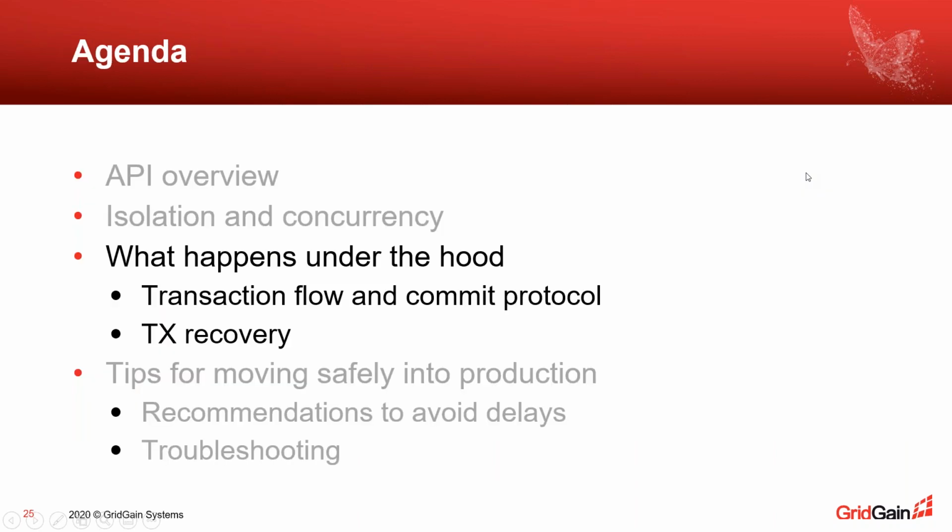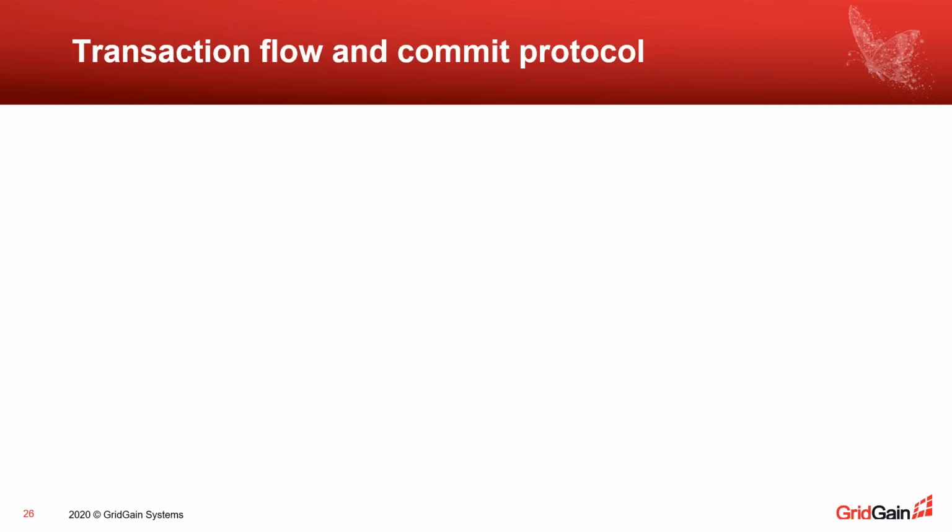Well, let's proceed to the third part. I think it will be the hardest. We'll check what happens under the hood of the transactional engine. Yes, we'll start with the transaction flow. We will consider a scenario with several client and server nodes involved, and we'll consider an example transaction, and I will show how data flows between Ignite nodes and how the state of the transaction is changed.